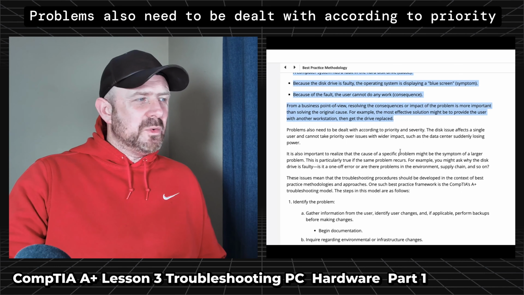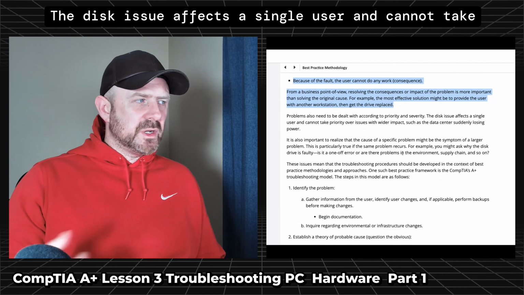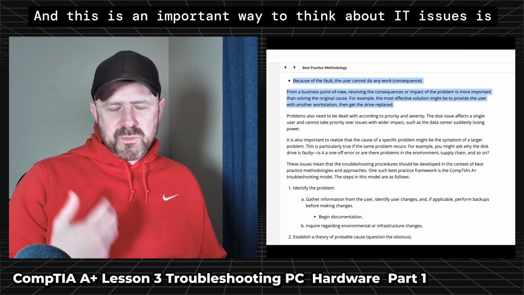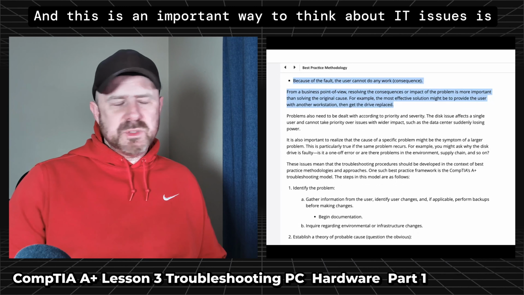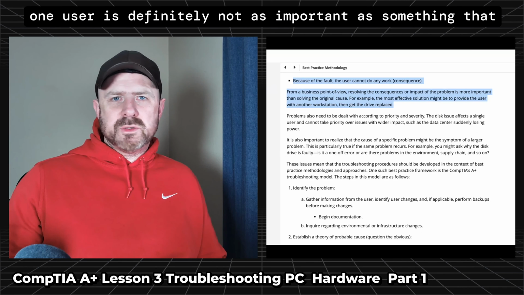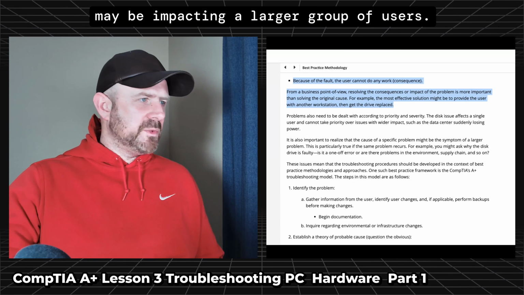Problems also need to be dealt with according to priority and severity. The disk issue affects a single user and cannot take priority over other issues with wider impact. This is an important way to think about IT issues: something that's impacting one user is definitely not as important as something that may be impacting a larger group of users.